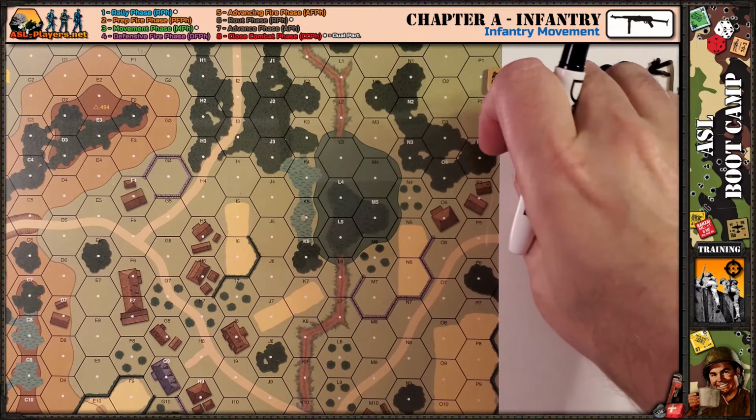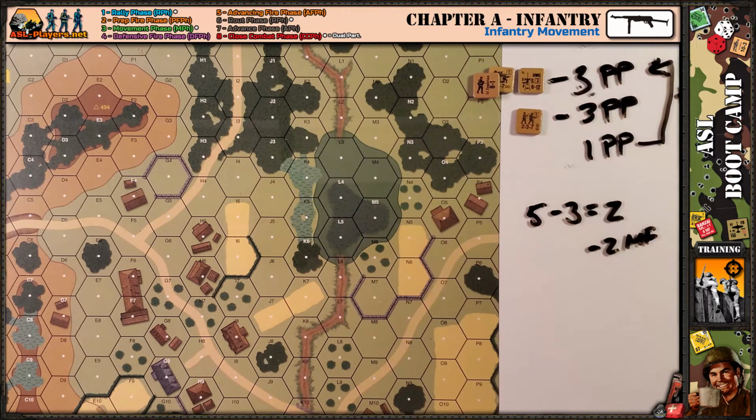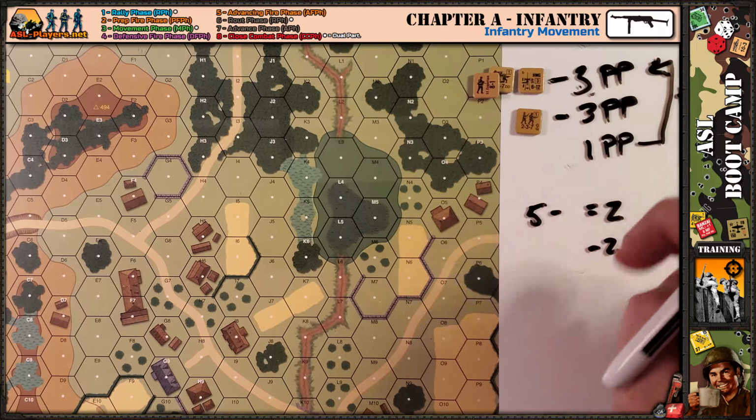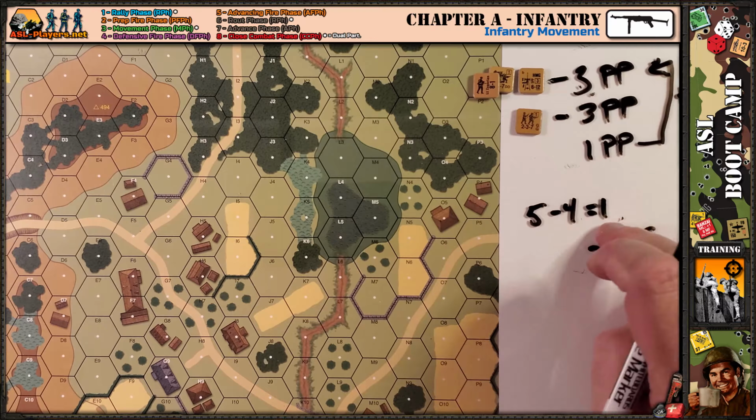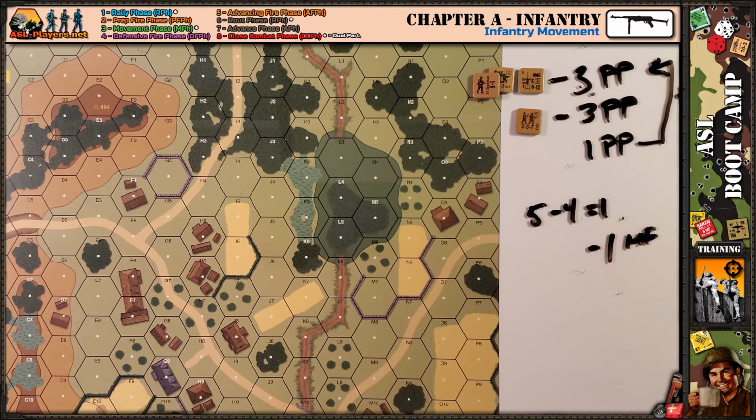Now, if the leader was stacked with him, combined they have 4 portage points. These obviously change. 1 movement factor down. So he would lose 1 movement factor. He would have 5 movement factors because he's stacked with a leader. I spoke about that in a previous video. I should probably cover that now.